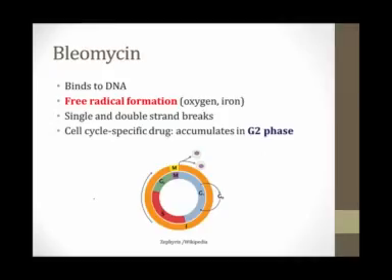myelosuppression. Our last anti-tumor antibiotic is bleomycin. Bleomycin binds to DNA and it can generate free radicals using oxygen and iron via a very similar mechanism to the anthracycline mechanism we discussed earlier. It's also been shown to lead to single and double-stranded DNA breaks. This drug is unique among the anti-tumor antibiotics in that it is cell cycle specific.